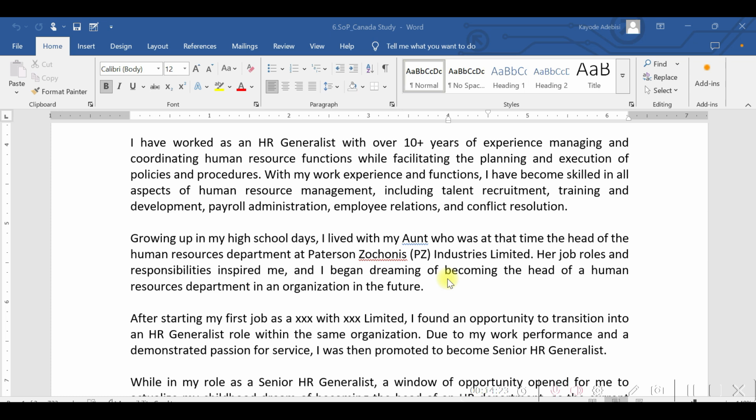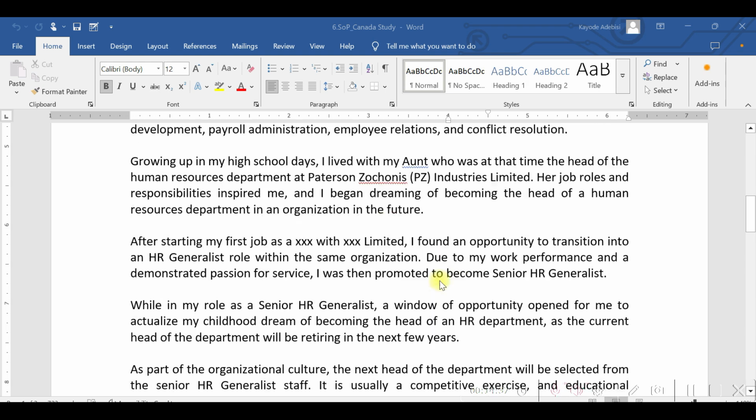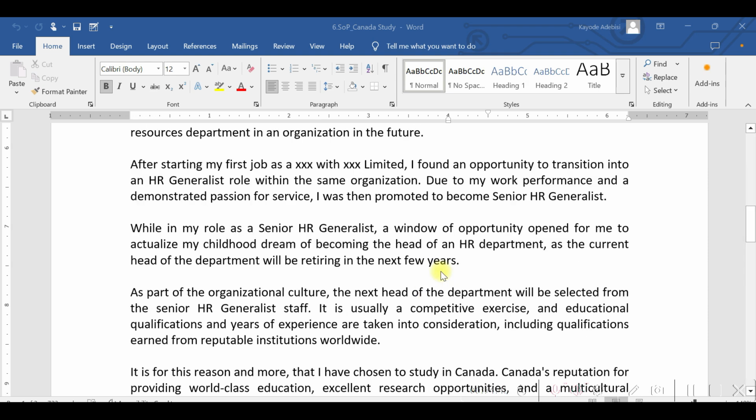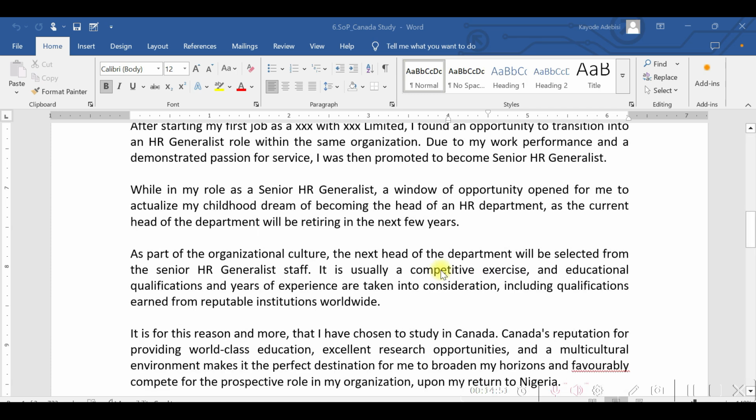Basically, her motivation was a childhood experience, right? A childhood experience motivated her because she saw her aunt at that time working with PZ, and she was quite interested and wanted to be like her. So she started that process, and she was able to transition and became a senior HR generalist. But then there was a need to be promoted to become the head of the HR department, which of course requires some form of higher educational qualification, and it's always a competitive process. So again, all this provided motivation for why she wanted to go study in Canada.